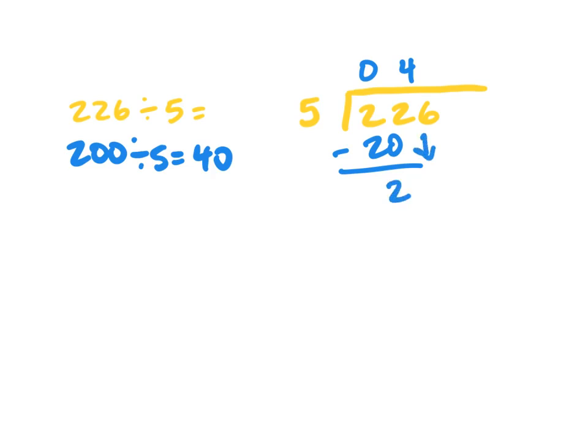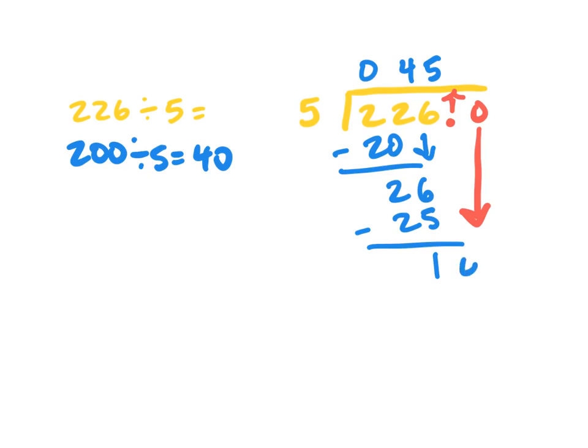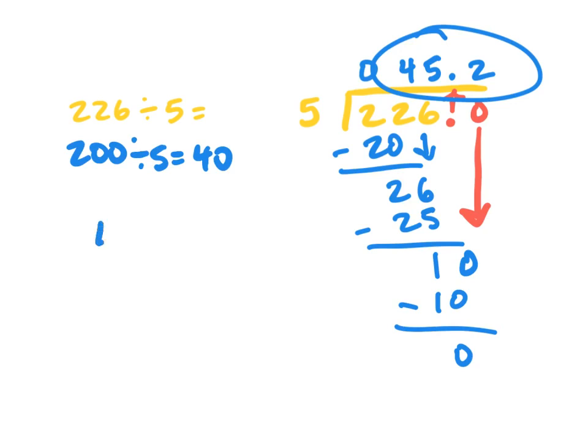I can bring down this 6. I know that 5 times 5 is 25. I'm going to subtract and I'm left with 1. Now I'm going to add a decimal that I'm going to float straight up, and a placeholder 0 that I can bring down. And now I'm asking myself, how many times does 5 go into 10? And that is 2 times exactly, and I'm done. So my final answer, the quotient, is 45 and 2/10.